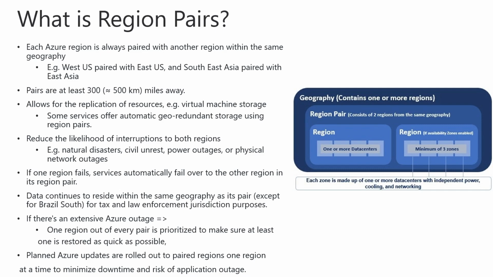Another benefit is that data continues to reside within the same geography as its pair. And if any outage happens, one of the regions is prioritized to make sure at least one region is restored as quickly as possible. Planned Azure updates are rolled out first in one pair and then in the second pair, so that it minimizes the downtime and risk of application outage.